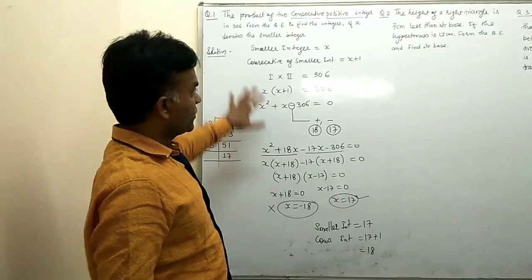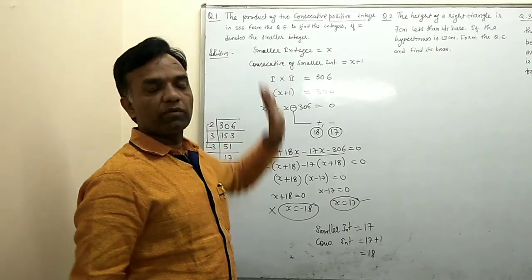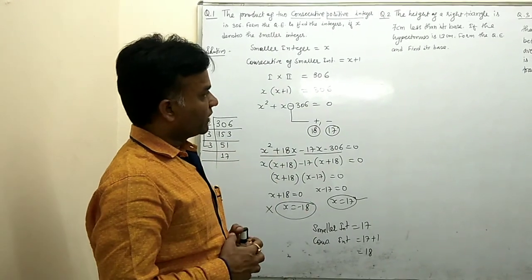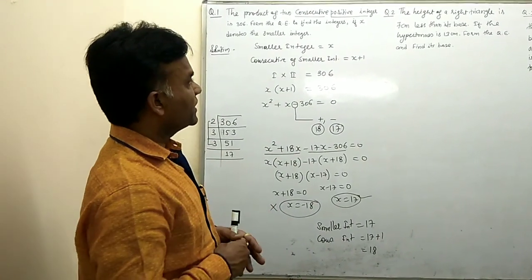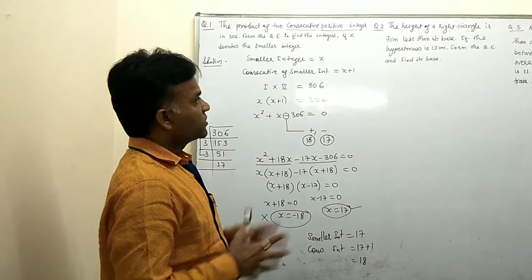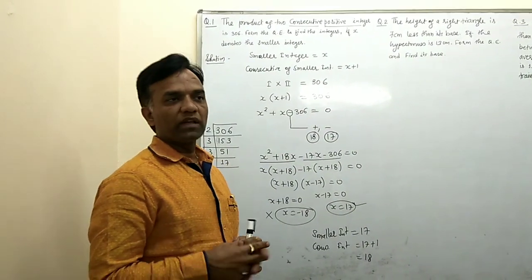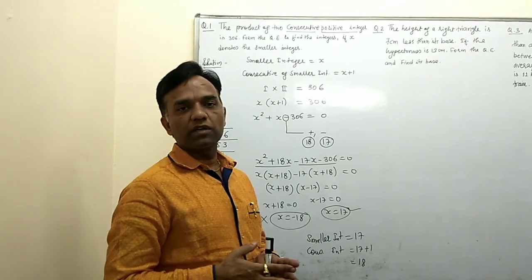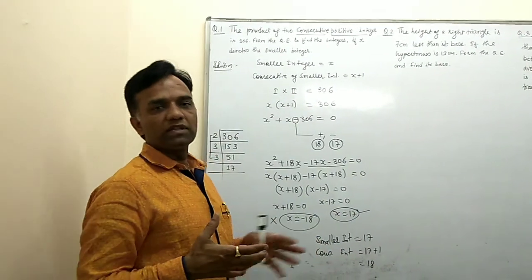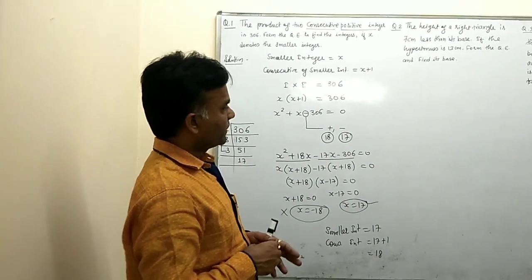So this is a very easy question in which you consider only one particular number and then find out the other one. There is not so much thinking in this question, only one particular number and then its consecutive and their product. So there is no logical reasoning, only a small part is given here.